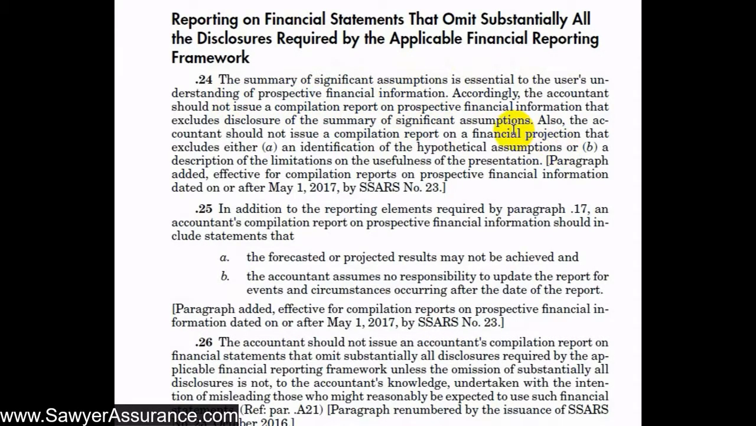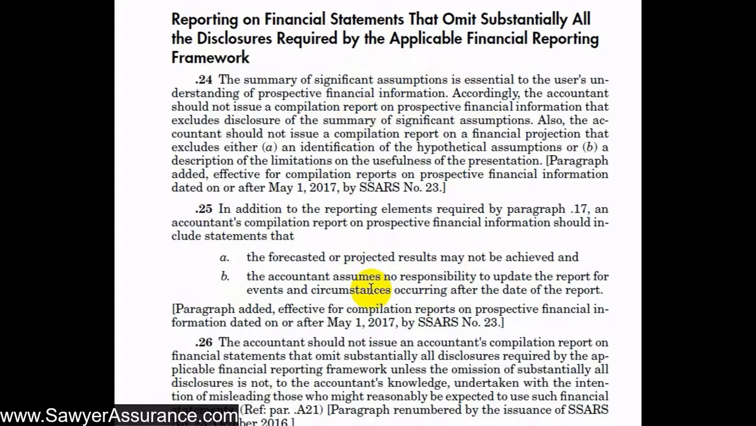And also, if we're performing a compilation on financial projections and those exclude the identification of the hypothetical assumptions or a description of the limitations on the usefulness of the presentation, then we should not issue a compilation report on that. But having said that, if the client does include these types of disclosures, the assumptions and limitations, then in our compilation report, when we issue it, we're required to include a phrase that the forecast or the projections may not be achieved, and that we don't assume any responsibility to update the report for any events or circumstances that occur after the date of the report. And so this is in relation to if we're providing a compilation on prospective financial information.